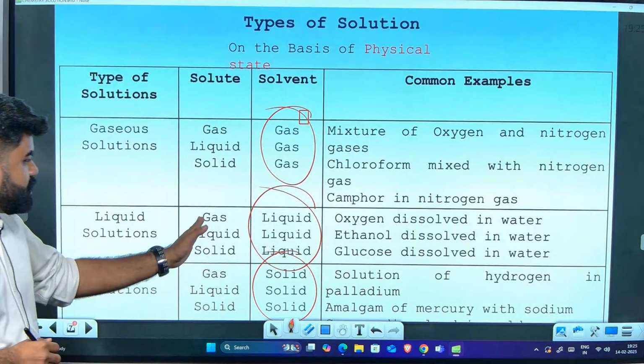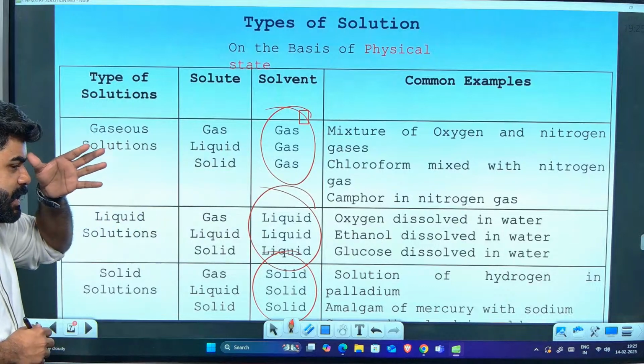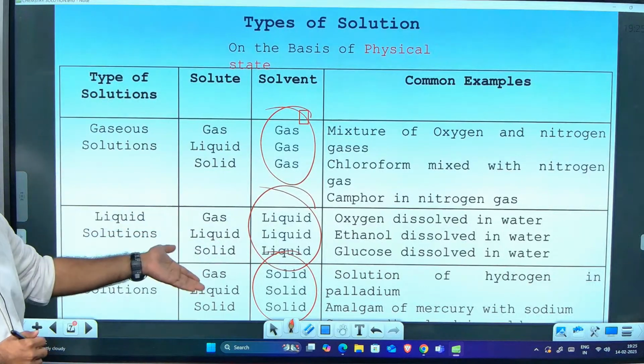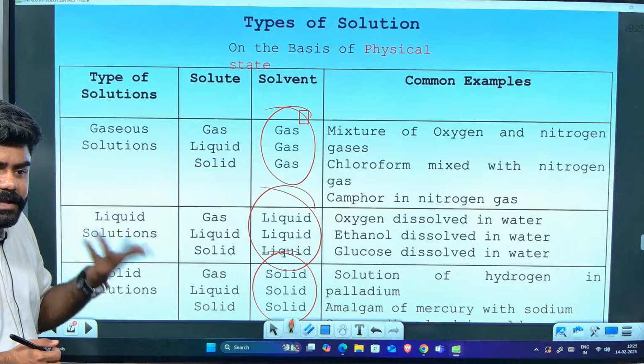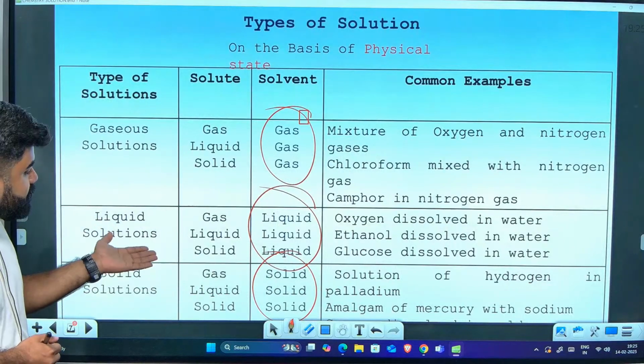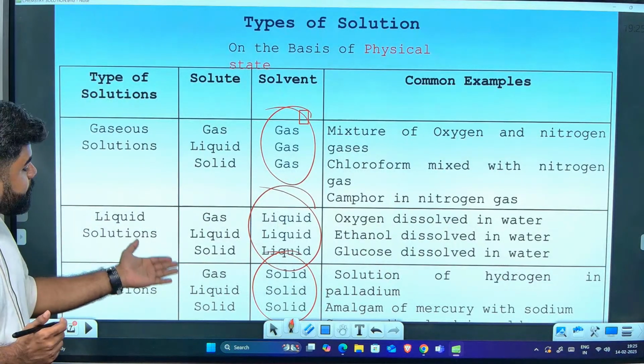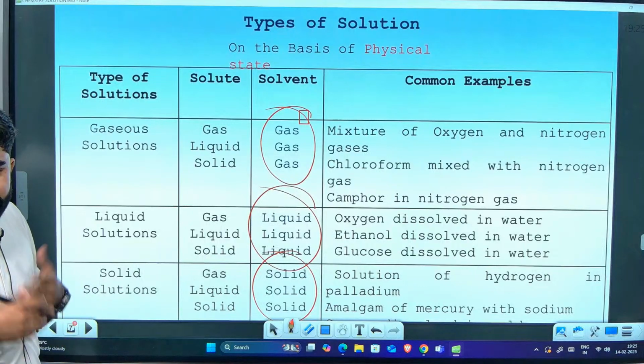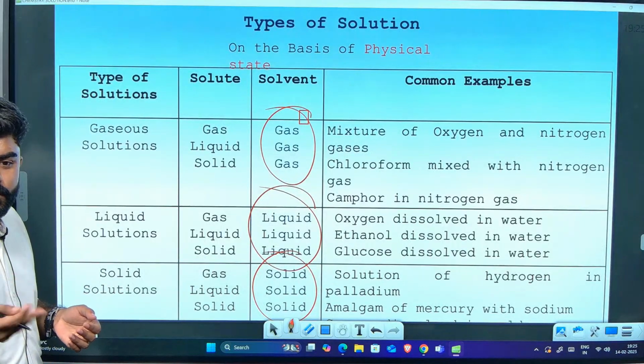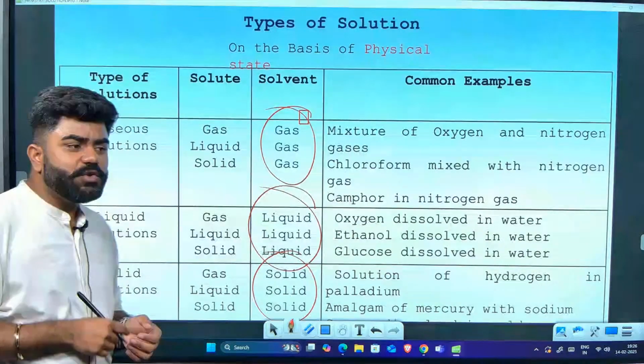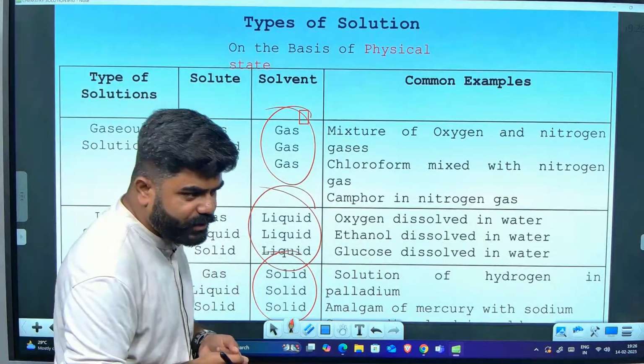So first, gas in liquid: you can take any gas and dissolve it in water. Then liquid in liquid, ethanol in water or any other liquid in water. It gives a true solution basically. Then solid in liquid: salt, NaCl, or sugar or glucose, whatever you want, you take and dissolve in water. That is an example for that.